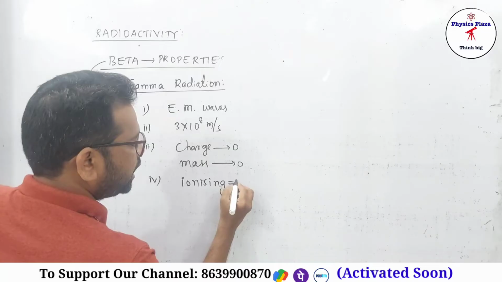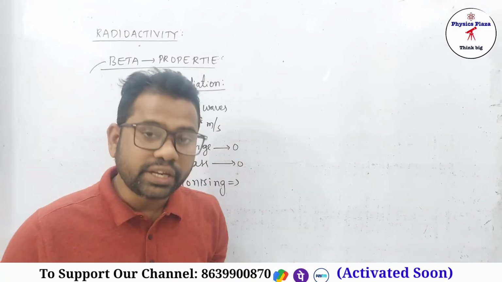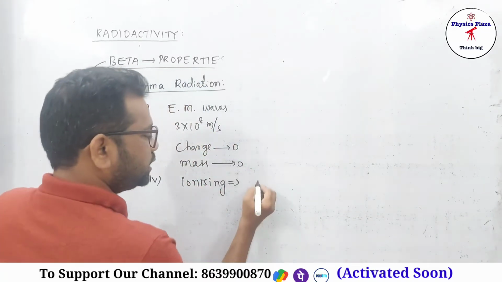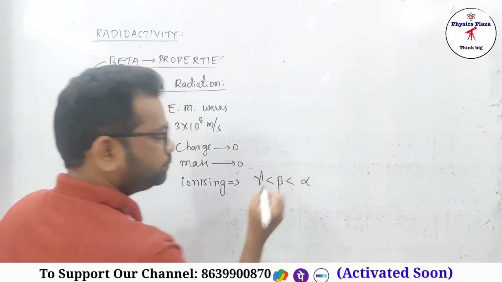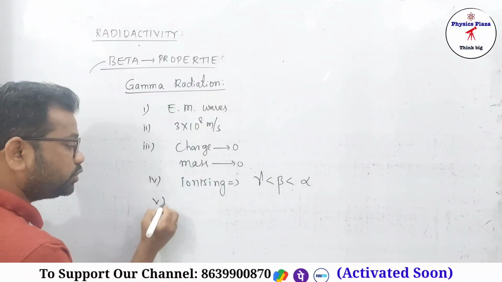Ionizing power. So come to the ionizing power. Gamma has very little ionizing power compared to beta and alpha. That is, gamma is less than beta, which is less than alpha. Okay, fine.